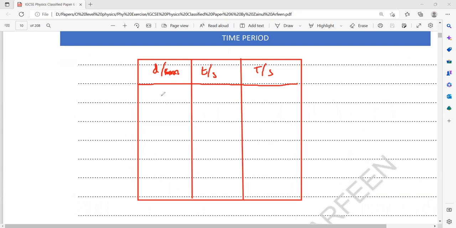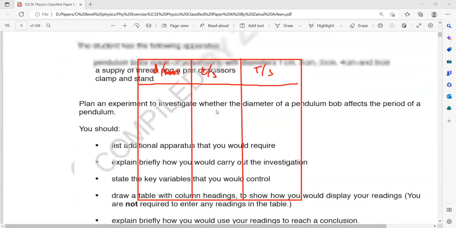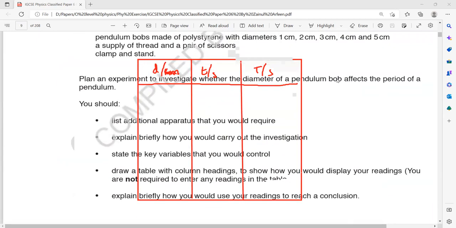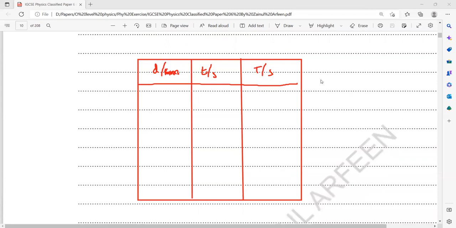In this column, you can complete it because they mention that we have different sizes available, but it's not having marks to complete the table. Like 1, 2, 3, 4, 5 are there. So you can mention here 1, 2, 3, 4, 5. This column you cannot complete because you are not doing an experiment.